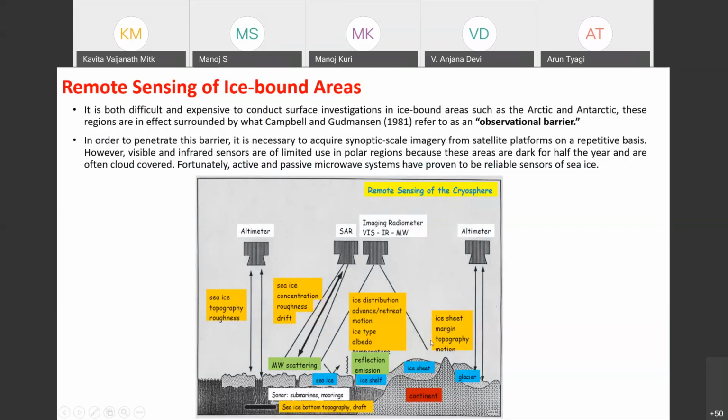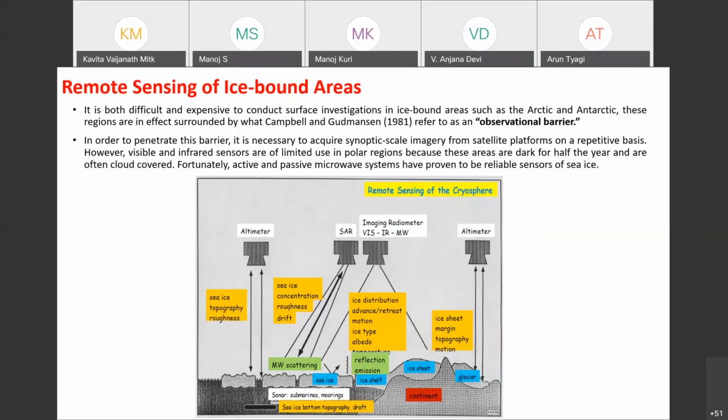So as said by Campbell and Goodmanson, they have written the Physics of Glaciers book as well. These two people are very renowned, and they have said that it is both difficult and expensive to conduct surface investigations in icebound areas such as the Arctic and Antarctic. These regions are in effect surrounded by what we call observational barriers.